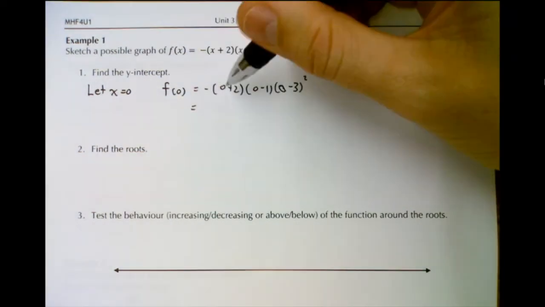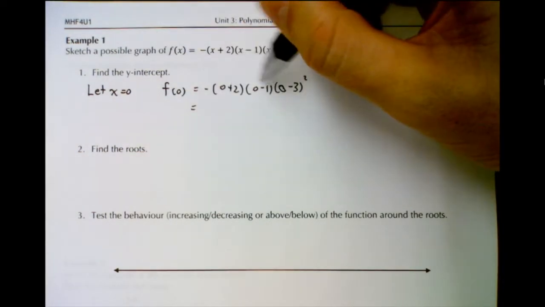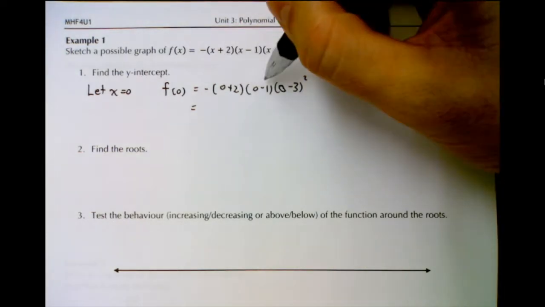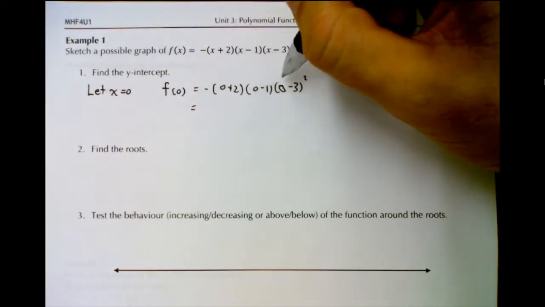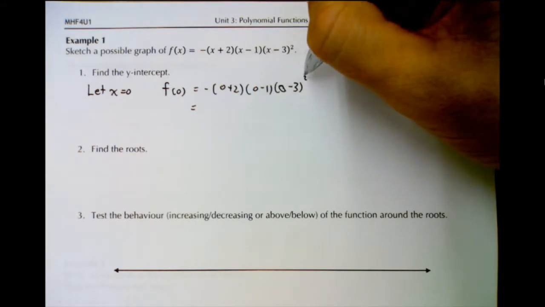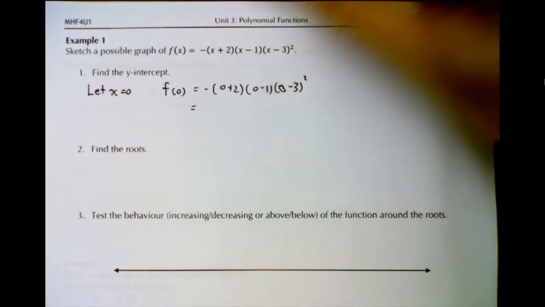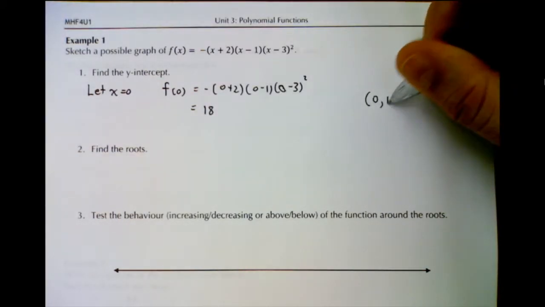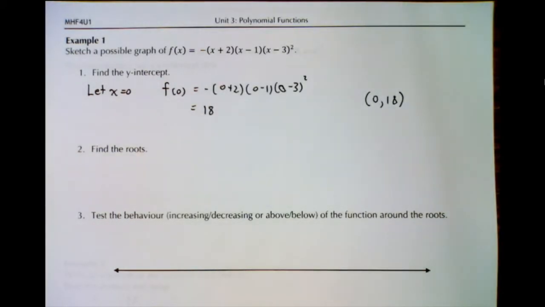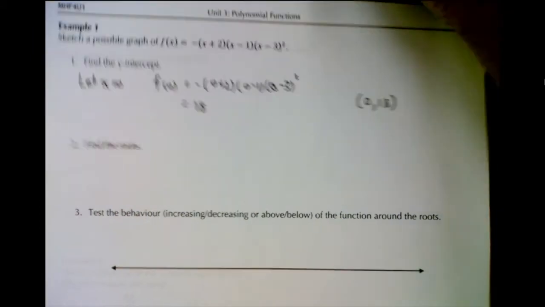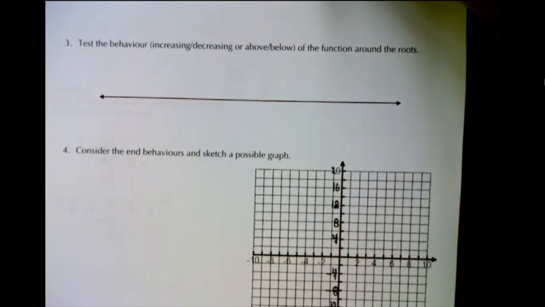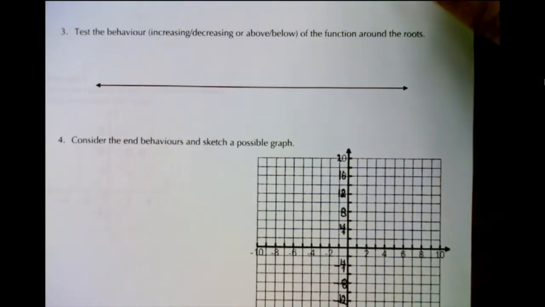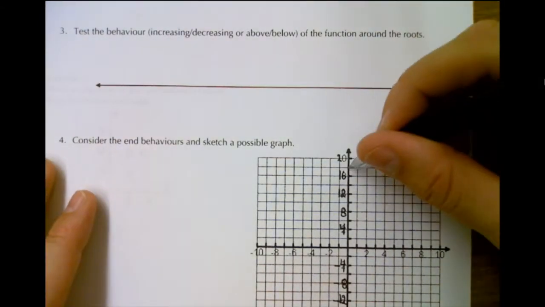Well, it would be negative times 0 plus 2, 0 minus 1, times 0 minus 3 squared, which would be 2 times negative 1, which is negative 2, times negative 1, which is 2, times negative 3 squared. Negative 3 squared is 9, so 9 times 2 is 18. So that means the point 0, 18 is our y-intercept. And if we go down to our graph, I had to adjust my scale, so you may have to change yours too in order for it to fit. We should have an intercept here at 18.